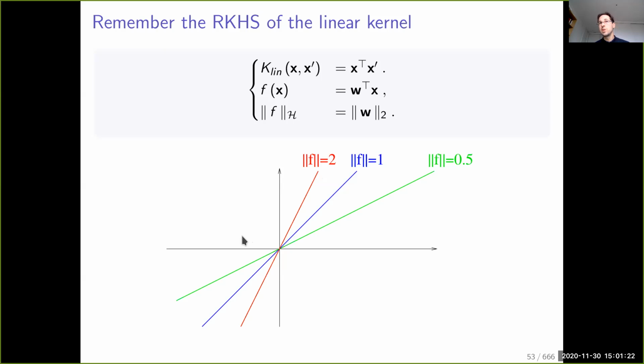In 1D, if we plot three different functions for different values of W, meaning for different norms, what we see is that the slope of the function is related to its norm. So if you have a large norm, you have a function with a higher slope, which is less smooth in some sense. It's a bit weird to talk about smoothness here for linear functions, but it's a bit less smooth because it can produce larger variations, meaning it's a bit more unstable. If you change x a bit on this axis, it will change f of x more.